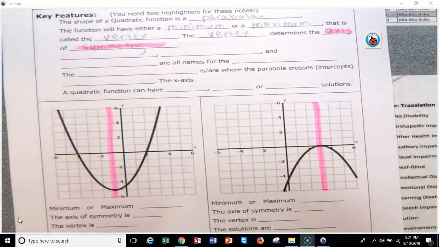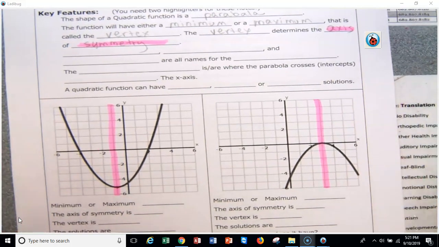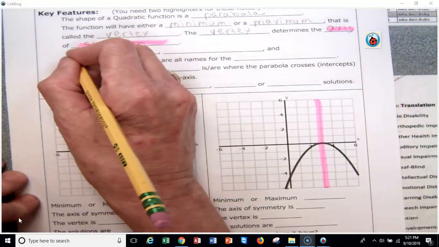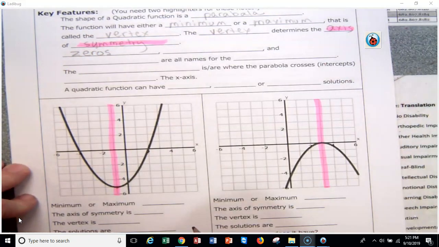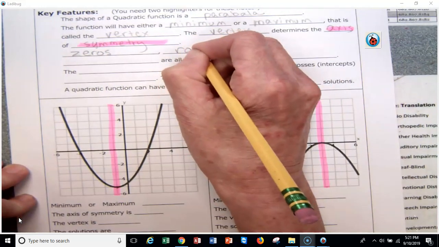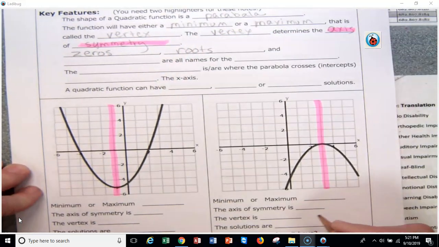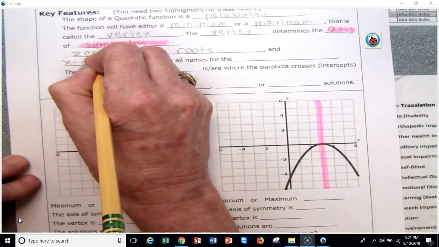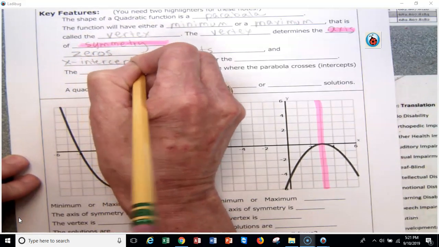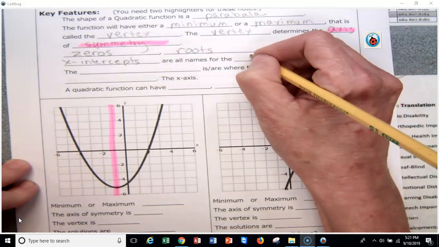Okay, great. Now we have some special names for some other parts of the quadratic function, and one thing that we're really concerned with are solutions, and we call solutions by different names. Sometimes we call them zeros, and sometimes we call them roots, and sometimes we call them x-intercepts.